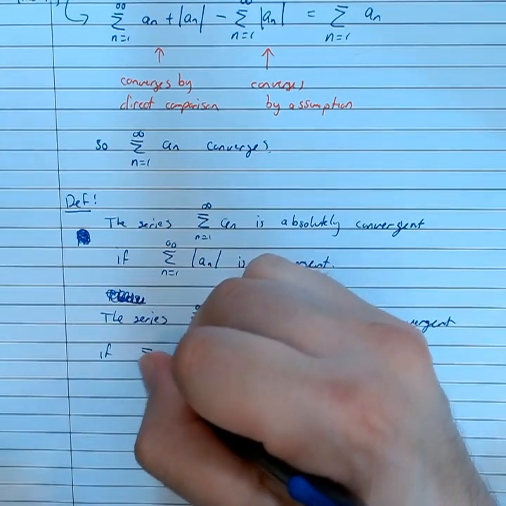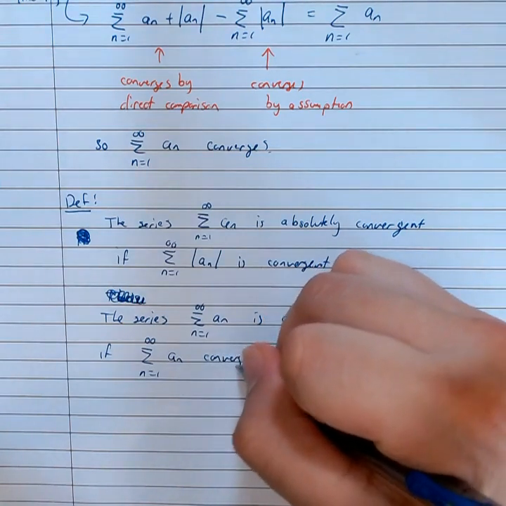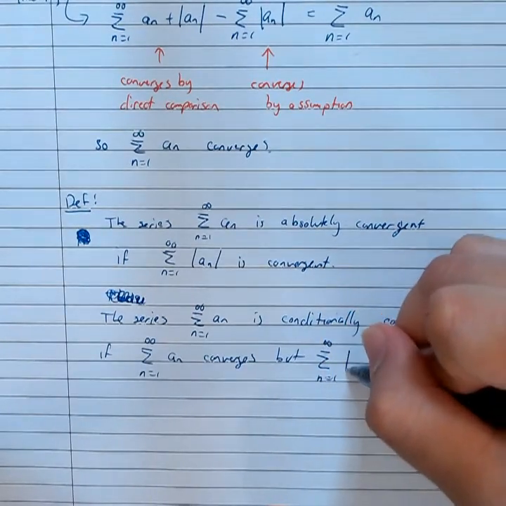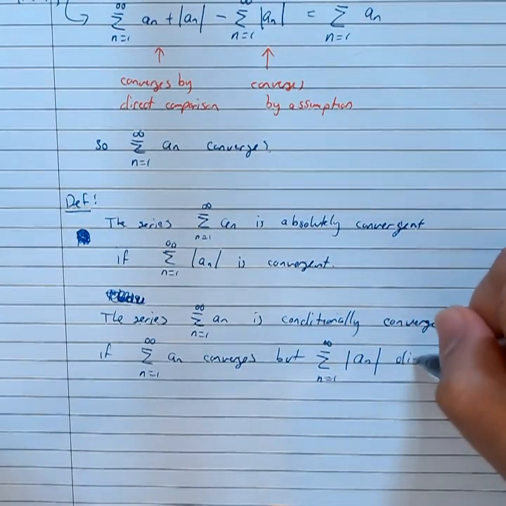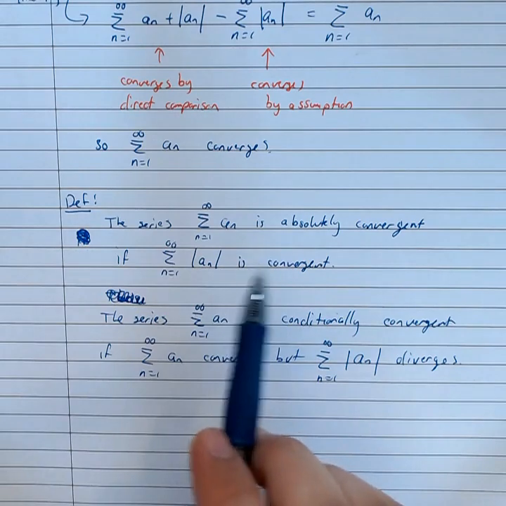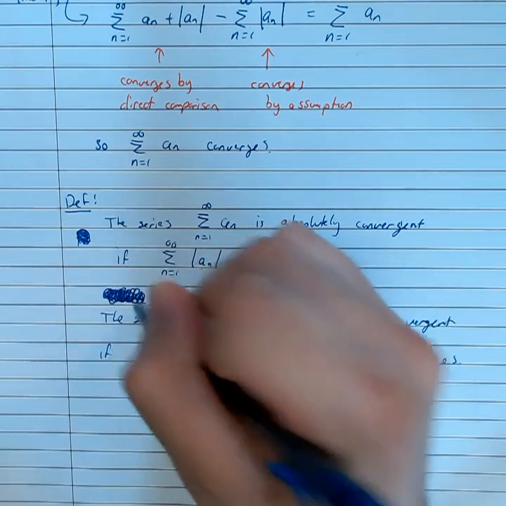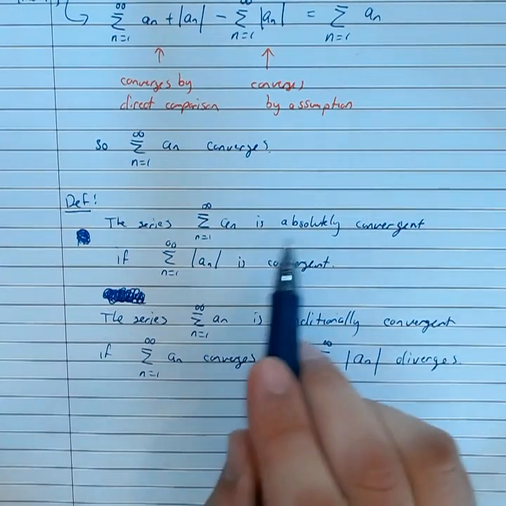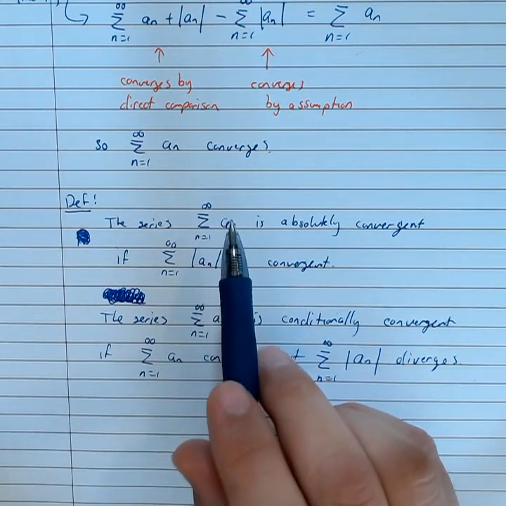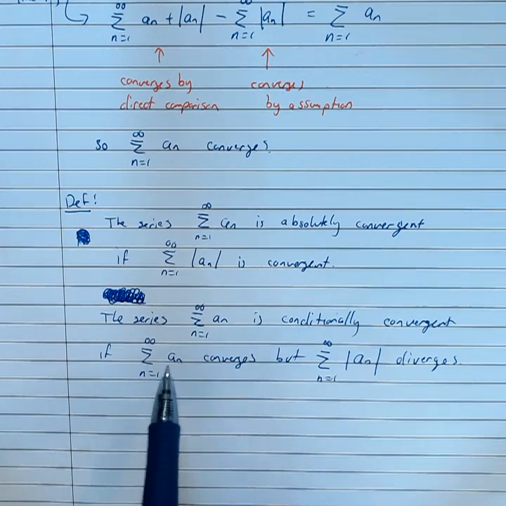If the sum as n goes from 1 to infinity of a sub n converges, but the sum as n goes from 1 to infinity of the absolute value of a sub n diverges, then we have conditional convergence. Absolute convergence is said to be the stronger of the two, meaning it implies the other one. If something is absolutely convergent, then it's also convergent in the original form. However, conditional convergence is considered weaker, meaning you can have one without the other.